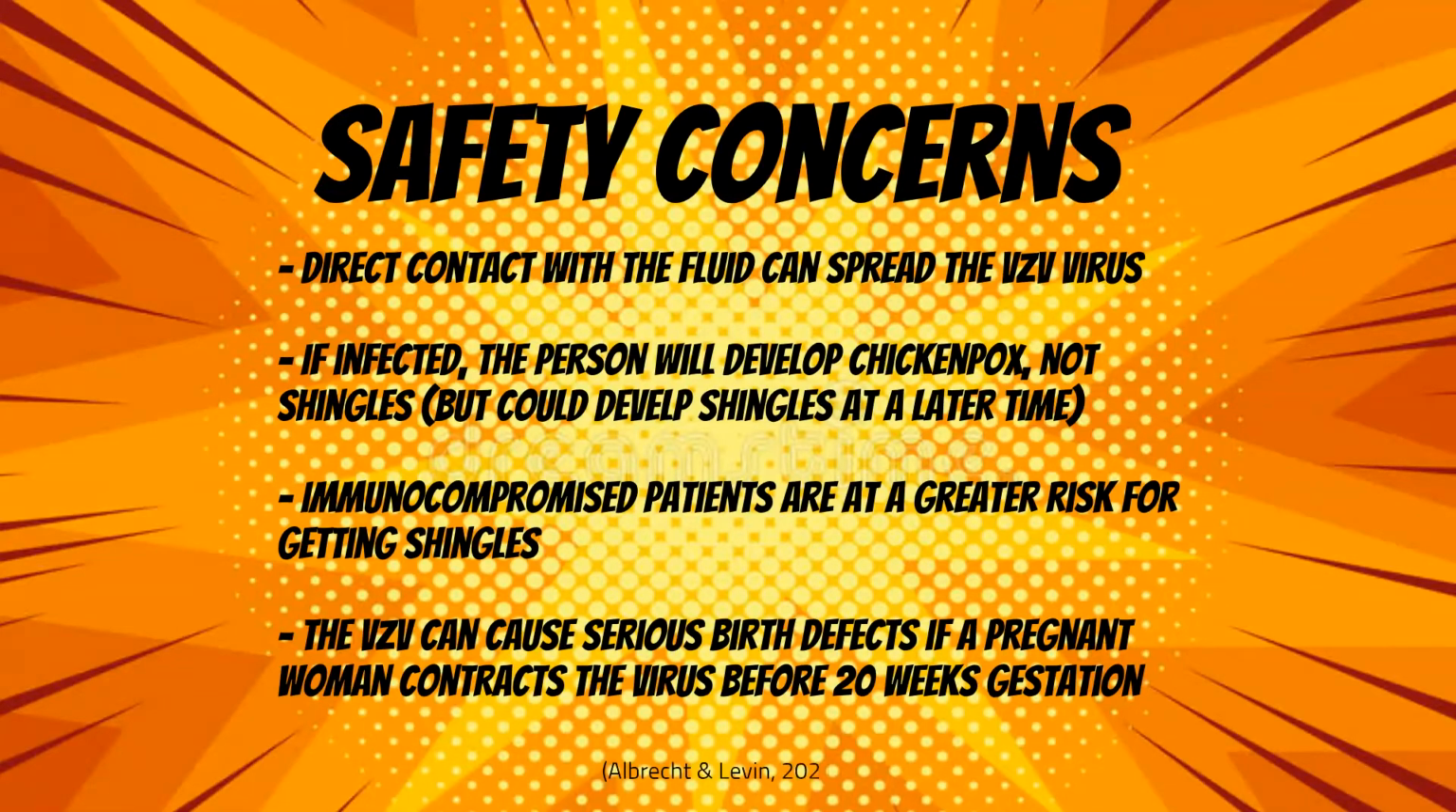If a patient has shingles, direct contact with the fluid from the rash can spread VZV to people who have never had chickenpox or have never received the chickenpox vaccine. If someone gets infected from the blisters, then that person will develop chickenpox, not shingles. They then could develop shingles later in life. Patients who are immunocompromised also have a greater risk for getting shingles. The VZV can cause serious birth defects if a pregnant woman contracts the virus between 20 weeks gestation.